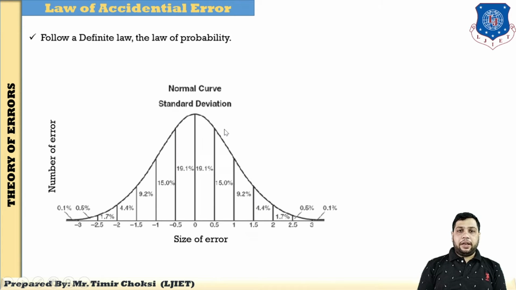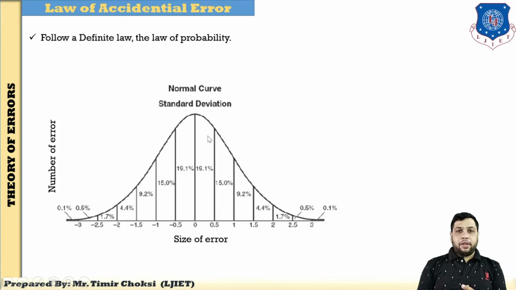Now I will explain the next topic, the law of accidental error. The law of accidental error is also called the law of probability. You know that there are three types of error: gross, systematic, and accidental error. Accidental errors follow the law of probability. This is a normal curve between size of error and number of errors.